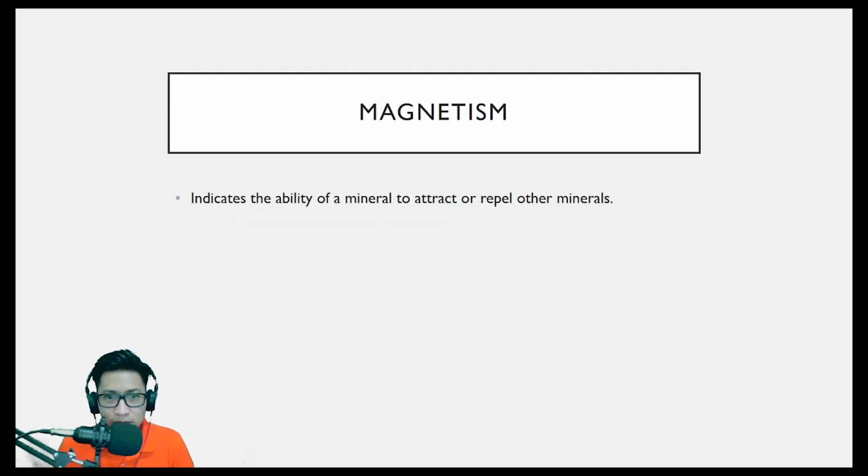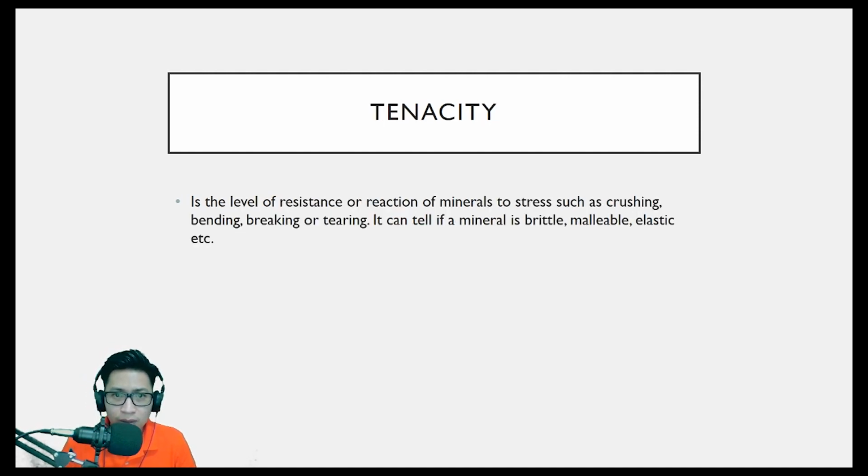The next one is magnetism. From the word itself, it indicates the ability of a mineral to attract or repel other minerals. Tenacity is the level of resistance or reaction of minerals to stress, such as crushing, bending, breaking, or tearing. It can tell if a mineral is brittle, malleable, elastic, and etc.